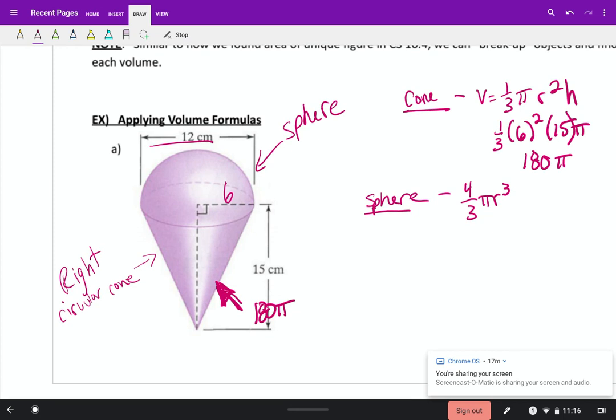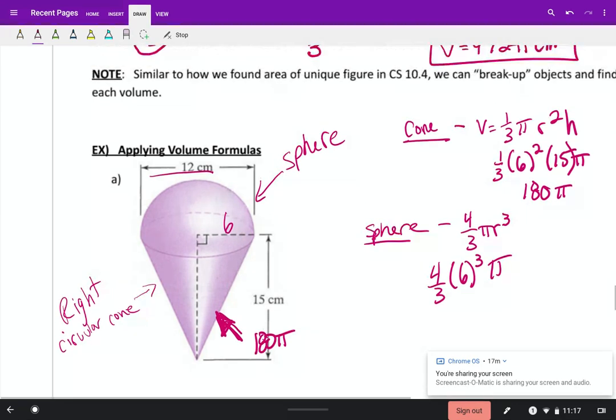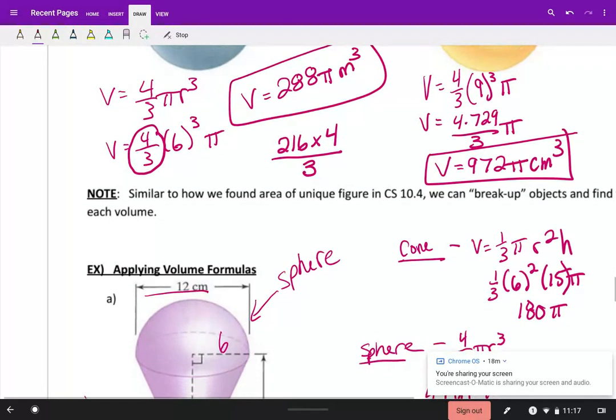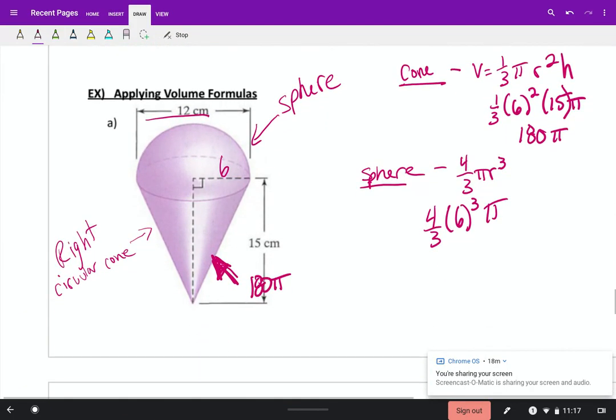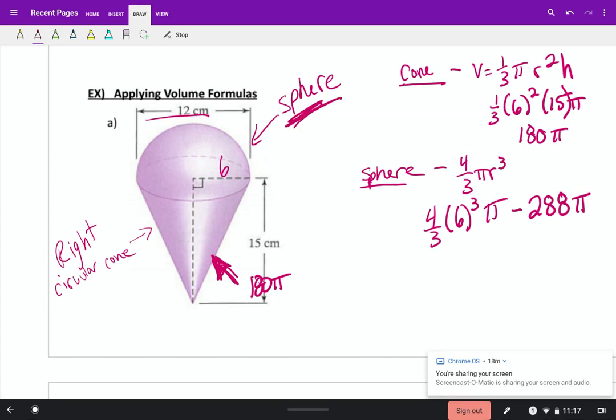So for the sphere, I'm going to do 4/3 6 cubed pi. I think I already did that. I did. So I did that right here in the first example, and I got 288 pi. So the issue here, though, is this sphere is not a whole sphere. It's half of a sphere. So to get the correct thing, you have to divide this by 2. So really, for that specific sphere, this is going to be 144 pi.